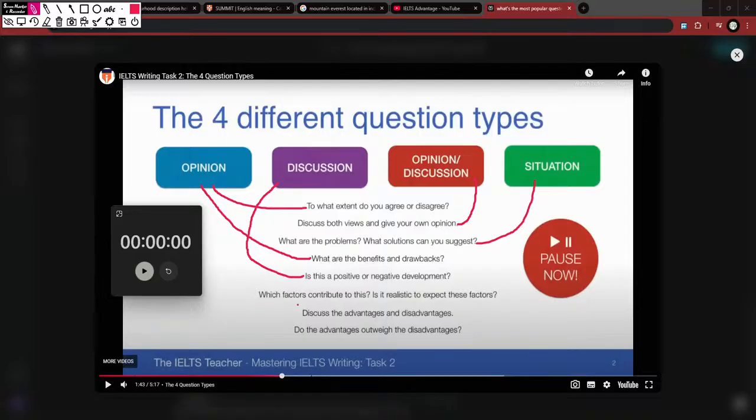Then, which factors contribute to this? Is it realistic to expect these factors? Which factors? Okay, it goes to this one. Then discuss the advantages and disadvantages. This goes to this one. Do the advantages outweigh the disadvantages? Opinion. Okay.